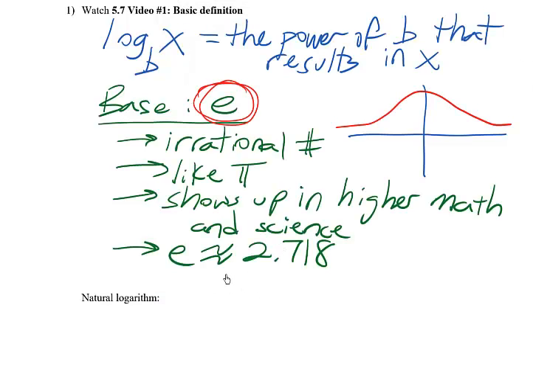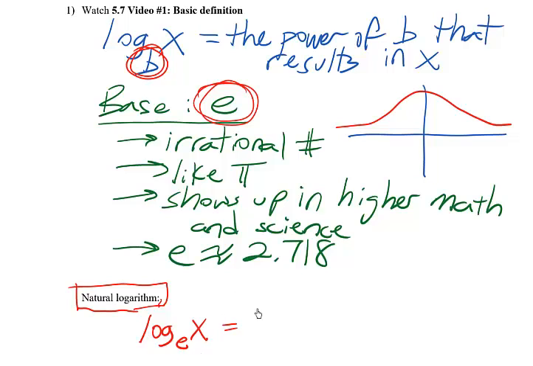Well, if you use this weird number e as the base of your logarithm, you get what is called the natural logarithm. Natural logarithm just means log base e of x, where e is this weird 2.718 number. Because this natural logarithm is used so much in higher math and science, it has its own special abbreviation. The abbreviation is ln of x. You would read that ln of x or natural log of x.